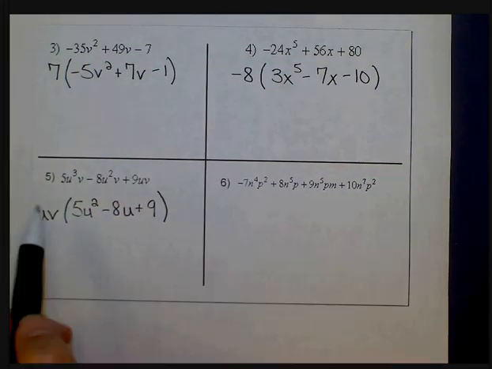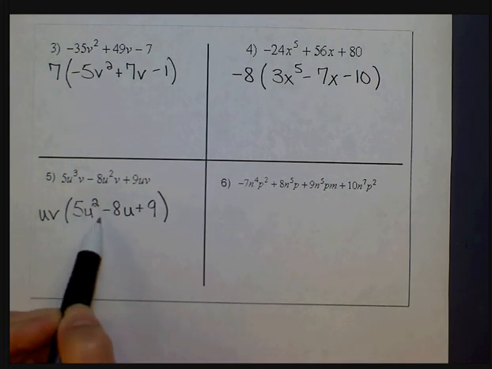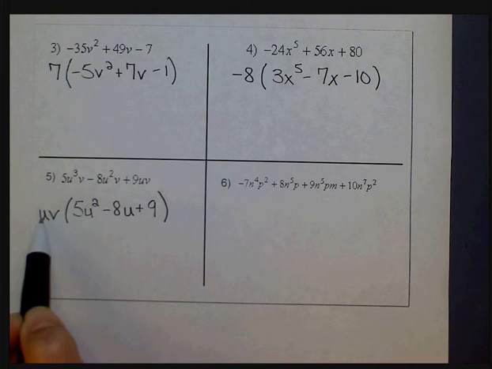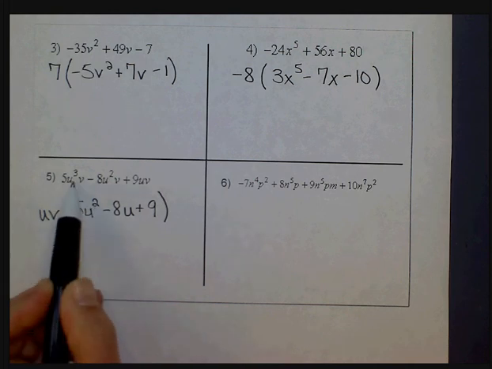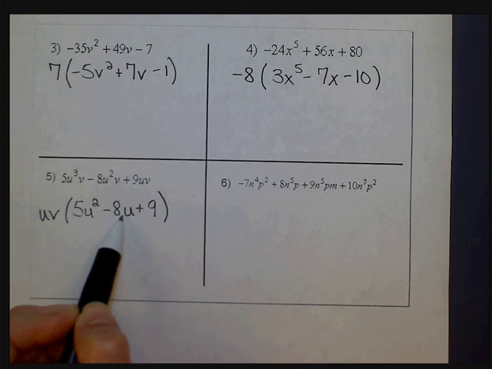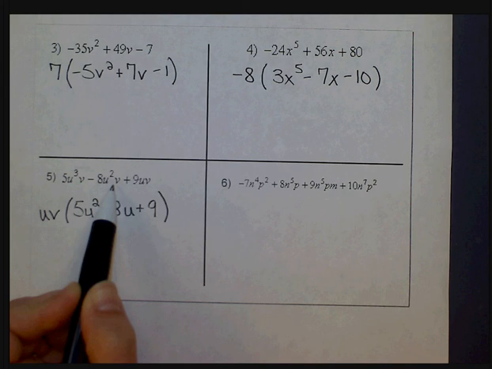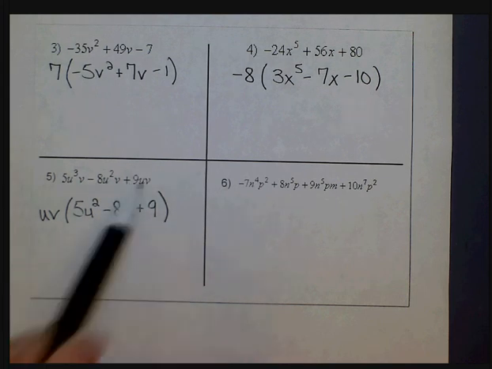So now if you distribute this, uv times 5u squared will give you 5u to the 1st plus 2nd will give you the 3rd, and v. Multiply uv times -8u, and you'll get -8u squared v. Multiply uv by 9, and you'll get 9uv.